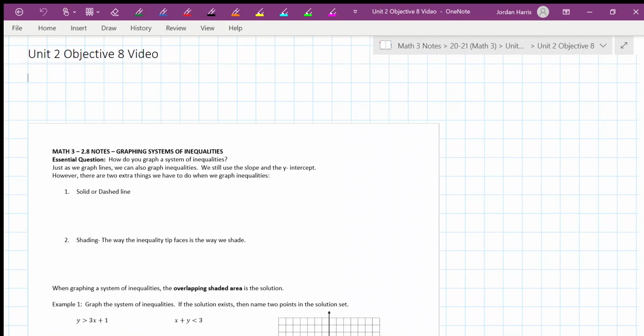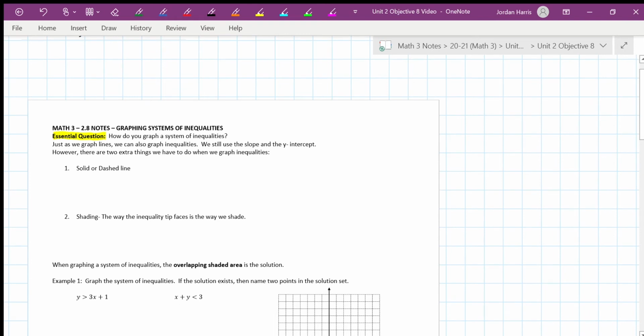This is 2.8, Graphing Systems of Inequalities. So your essential question: how do you graph a system of inequalities? Just as we graph lines, we can graph inequalities. We still use the slope and the y-intercept. However, there are two extra things that we have to do when we graph inequalities.